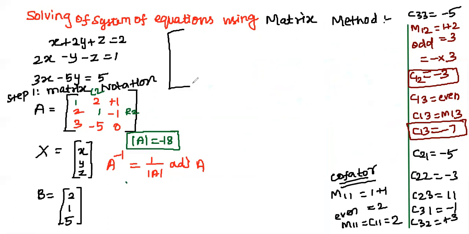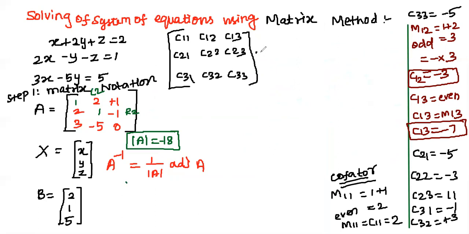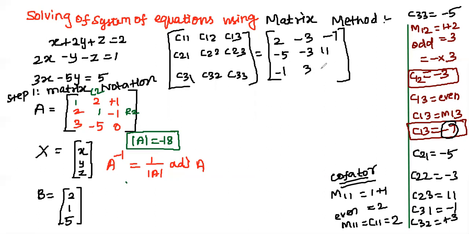So cofactor matrix C11, C12, C13, C21, C22, C23, C31, C32, C33. So C11 is 2, C12 is minus 3, and C13 is minus 7, and C21 is minus 5, C22 is minus 3, C23 is plus 11, C31 is minus 11, C32 is 3, and C33 is minus 5. And I'm noting it down.